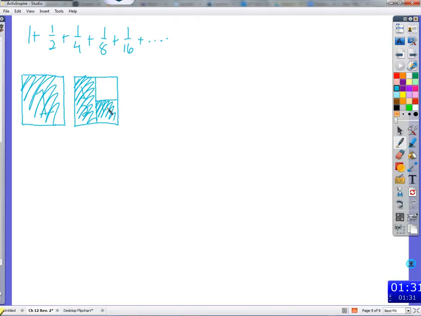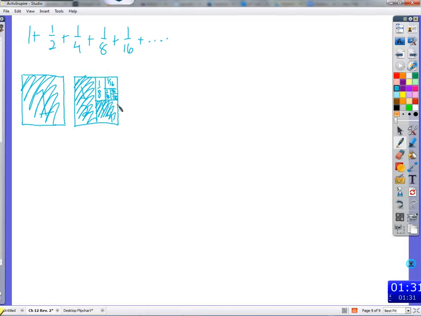1, a half, a fourth. How would we add an eighth? Cut the remaining piece in half. 1 eighth. And cut this in half, 1 16th. Cut this in half, 1 32nd. Cut this in half, 1 over 64. Cut this in half, and this in half, and this in half, forever and ever and ever.